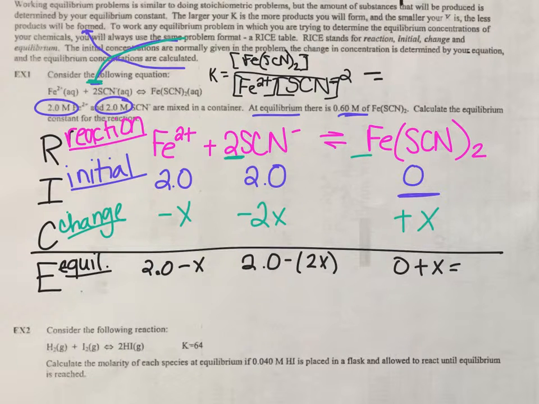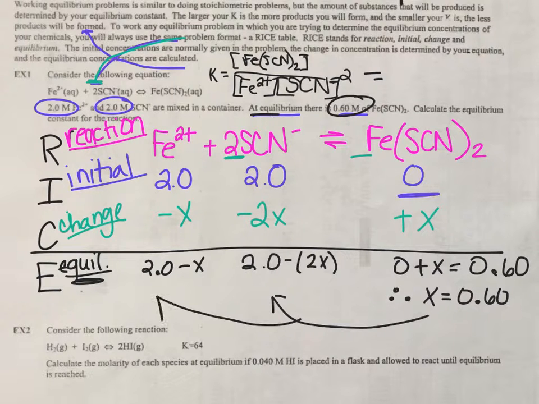And then, back up in the problem, we had this little piece of information. That 0.60 is at equilibrium. So that means it goes in this part of the table. So we're going to put the 0.6 right here, because it was at equilibrium. So according to this expression, what does x equal? Yeah, 0.60. And what do you think we're going to do with that? We're going to plug it into both of these to figure out what my equilibrium concentrations are.